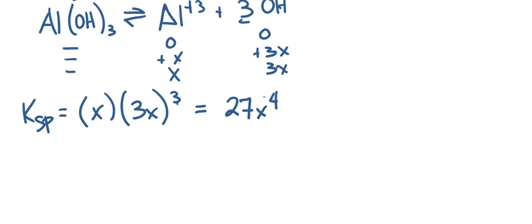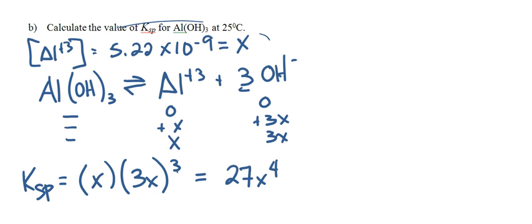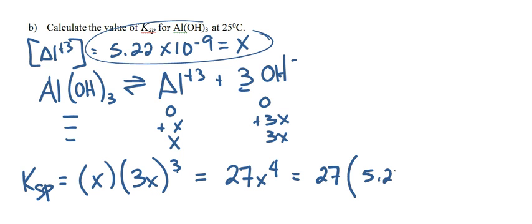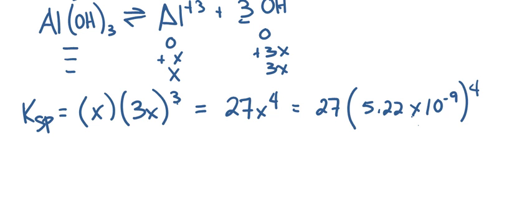Now this becomes very, very simple. If we say that this is what x is equal to, we could plug that in. So we can go 27 times 5.22 times 10 to the negative 9 to the 4th power. And again, order of operations, we want to take the power of this before we multiply it times 27. Do not do 27 times this and then take the 4th power. That's very bad math.